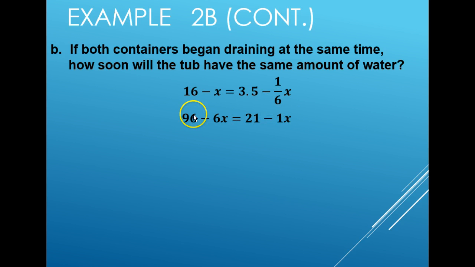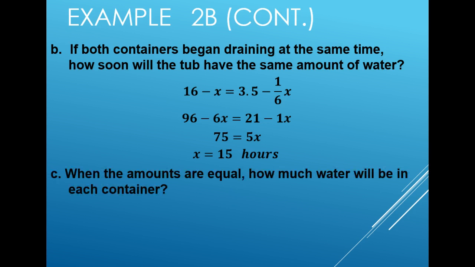Now it's a straight line algebra problem. I add 6x to both sides, subtract 21 from both sides, divide by 5, and I get in 15 hours they'll have the same amount of water. Again, they want to know how much water they're going to have during that time. So I'm going to plug the 15 into one of the equations. I picked the first one. It's easy for me to subtract 16 minus 15. They're going to have 1 gallon left after those 15 hours.